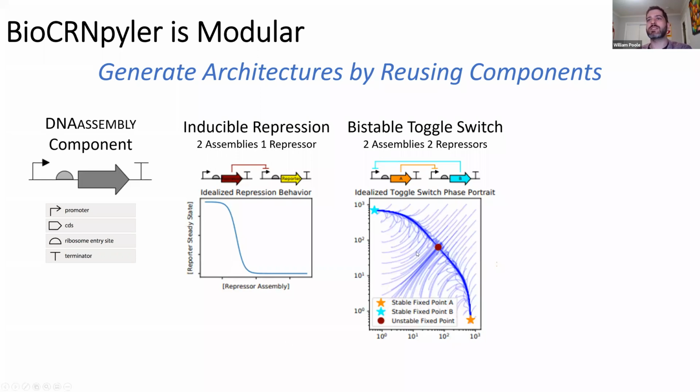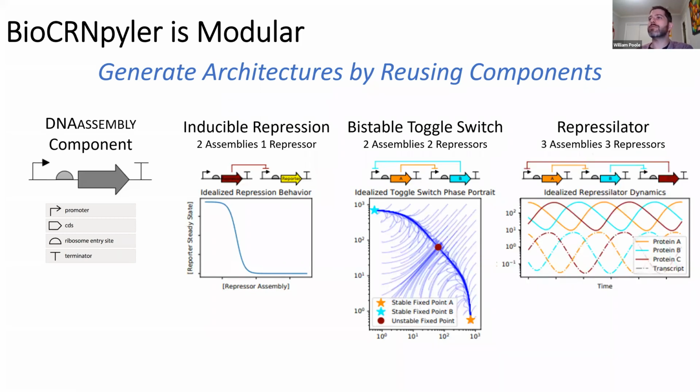And here I'm showing the phase portrait. Depending upon my initial condition, I go to different attractor regions. Or I can take three of these and wire them into each other with repression, and get a repressilator, an oscillating circuit. So again, the same component, this DNA assembly, has been rewired in many different ways to produce many different architectures. I can really explore design space this way.